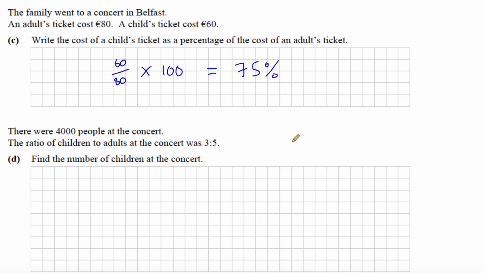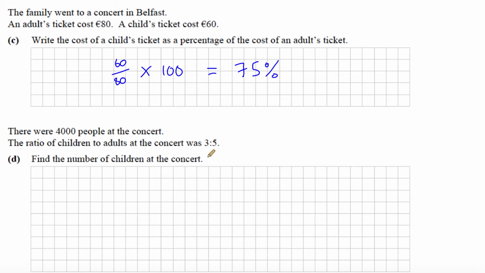Part D, there were 4,000 people at the concert. The ratio of children to adults at the concert was 3 to 5. So that means for every 3 children there were 5 adults. Find the number of children at the concert.